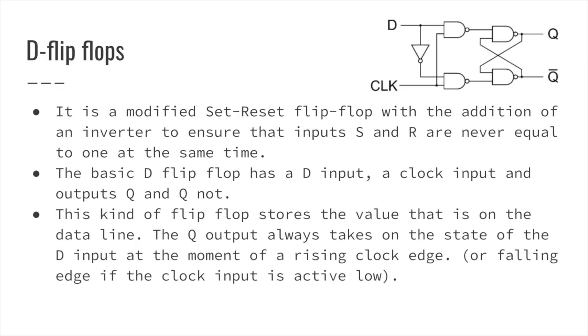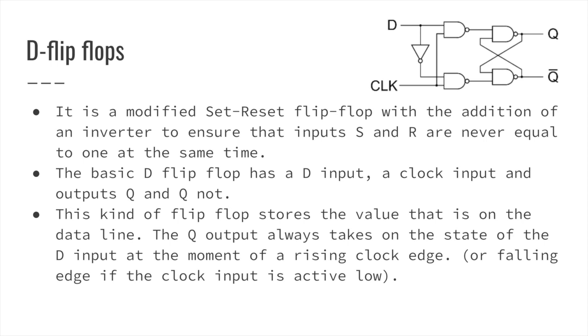The D flip-flop is a modified set-reset flip-flop with the addition of an inverter to ensure that inputs S and R are never equal to 1 at the same time. The basic D flip-flop has a D input, a clock input, and outputs Q and Q0. The D stands for data.